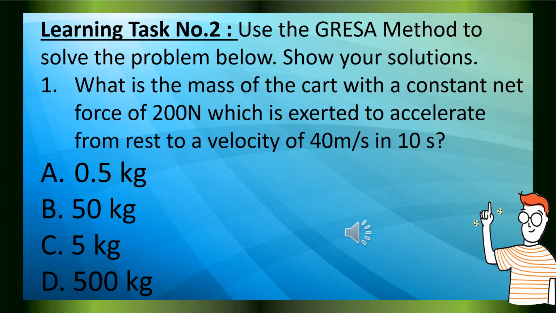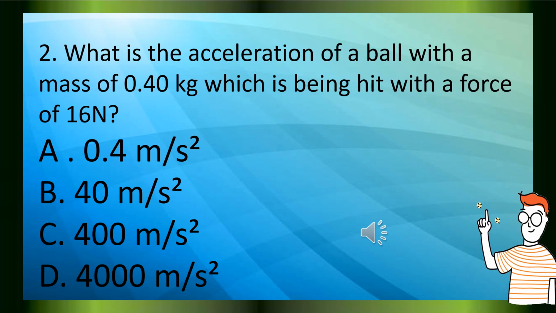Compute first for acceleration before you compute for mass. What is the correct answer? The correct answer is letter B, 50 kg. 2. What is the acceleration of a ball with a mass of 0.40 kg which is being hit with a force of 16 newtons? A. 0.4 meters per second squared, B. 40 meters per second squared, C. 400 meters per second squared, D. 4000 meters per second squared.